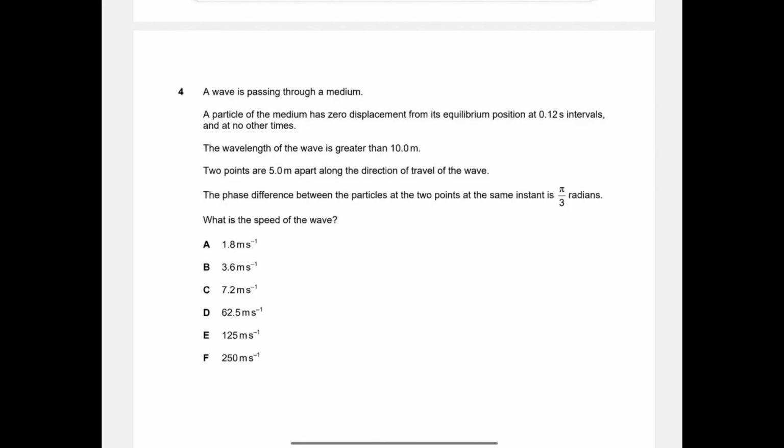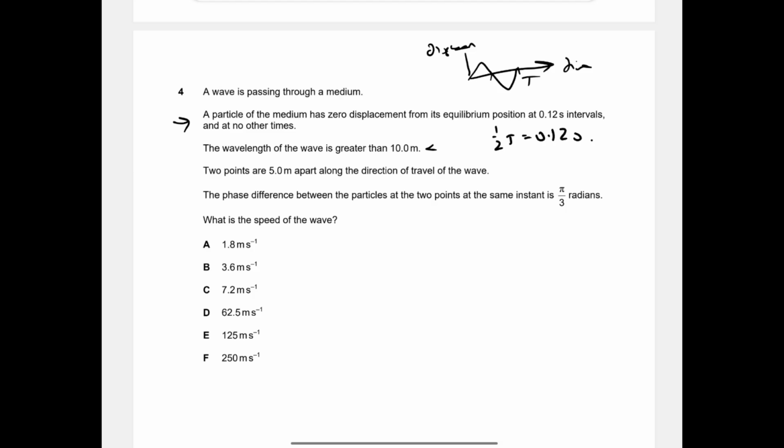A wave particle in the medium has zero displacement at 0.12 second intervals, and at no other times. Okay, so what this means is that if we imagine sketching the displacement versus time of this, and this is a full time period, well, it has zero displacement every half time period, so that means half T equals 0.12 seconds.